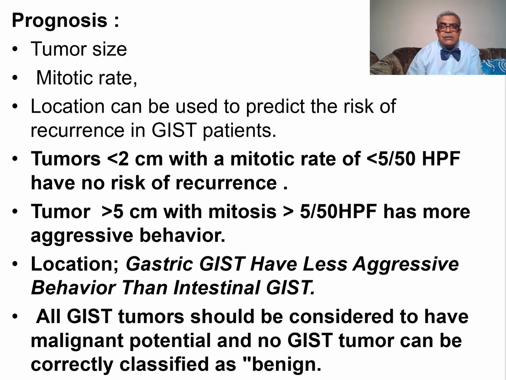Now, prognosis depends upon the size of the tumor, mitotic rate, and location. Tumors less than 2 centimeters in size with a mitotic rate less than 5 mitoses per 50 high power fields have no risk of recurrence, whereas tumors greater than 5 centimeters in size with more than 5 mitoses per 50 high power fields have more aggressive behavior.